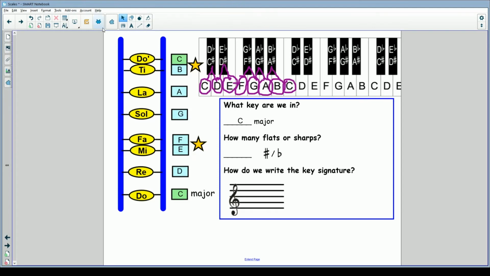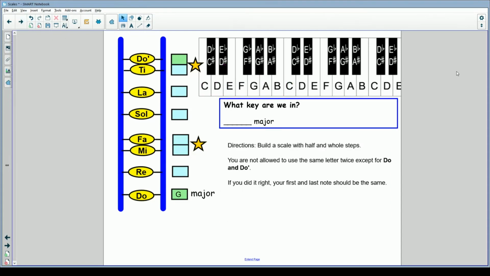So if you finish your assignment and your two do's are different letters, that means you probably got it wrong and you should try again. So let's move on to what I want you to do for this week. I want you to do your scale in G major. I already did the nice thing of giving you your first note and naming your scale for you. I want you to take a look and figure out how to fill in these bubbles.